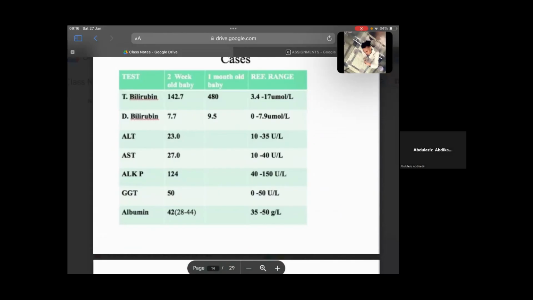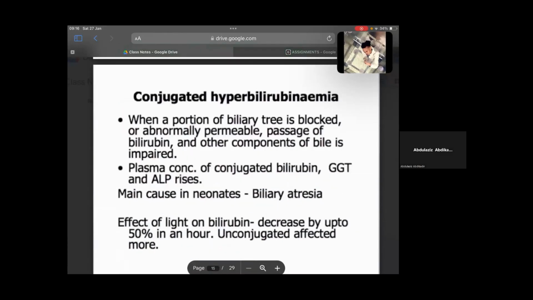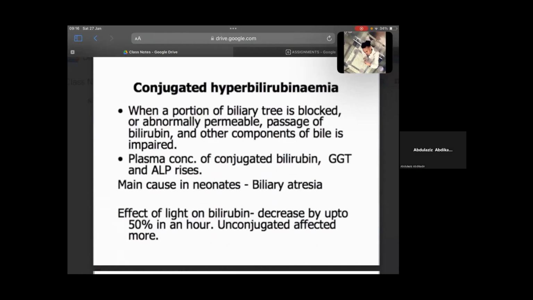Also, this table, just ignore the tables for now because we'll cover them at the end. So for the conjugated, it's normally obstruction. This is cholestasis. These are markers of cholestasis, the ALP and the GGT, gamma glutamyl transferase.